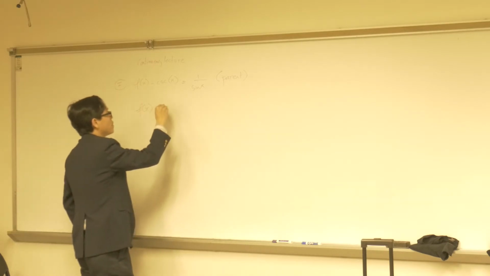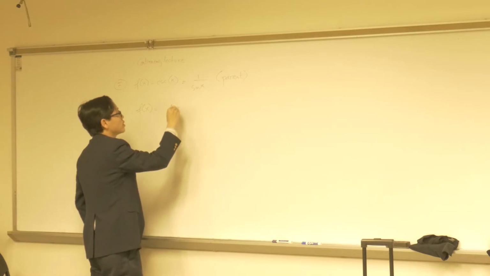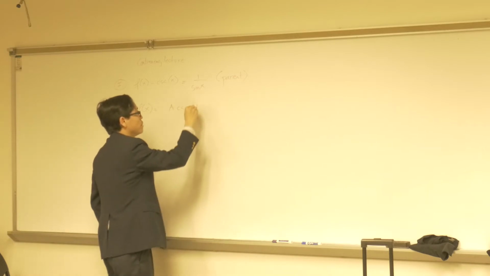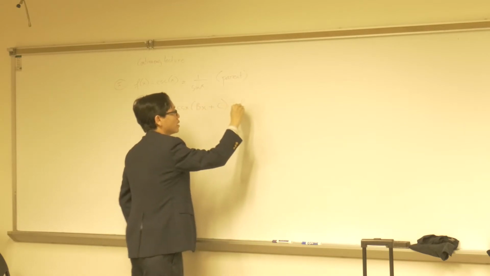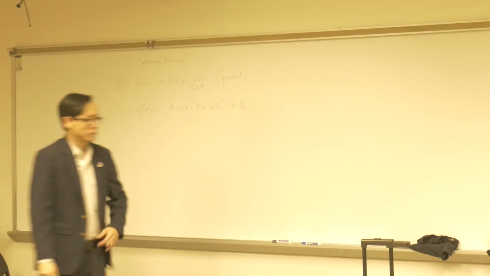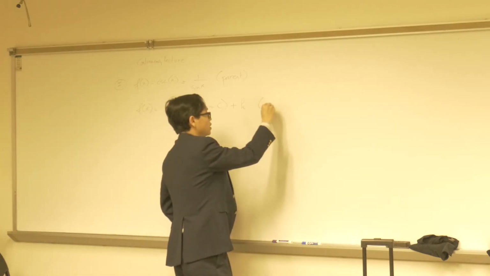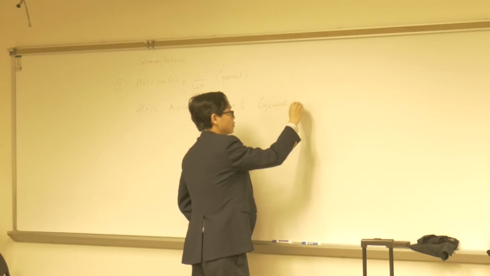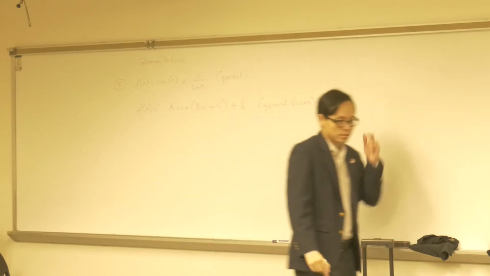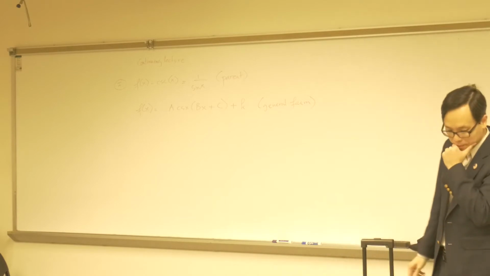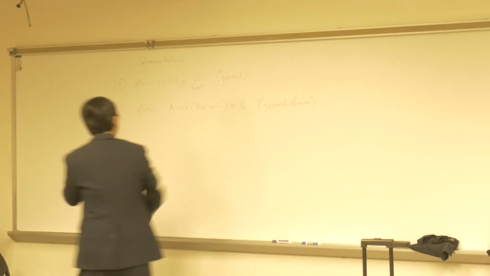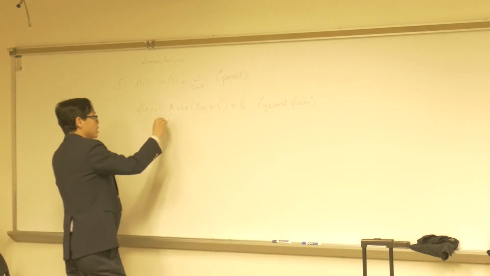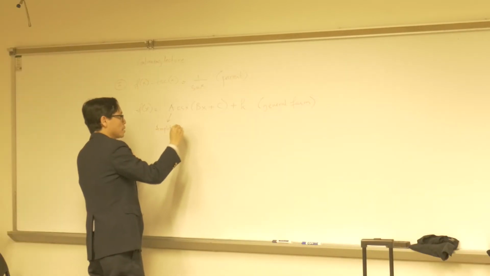It would be A cosecant of B of x plus C, plus K. So this is the general form. Again, A is the amplitude, and it's always positive.